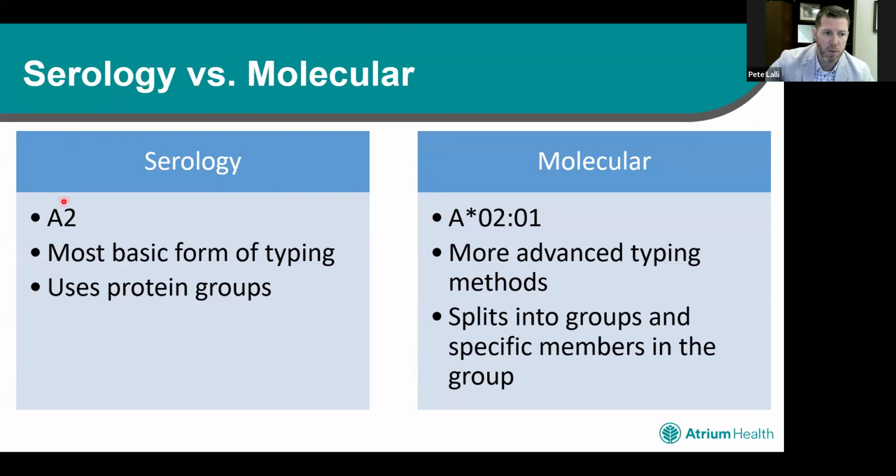So if we talk about serology here, we're talking about something like HLA-A2. It's the most basic form of typing. It's this protein group that we can look at to understand what the physical shape of that protein ends up being after that gene is transcribed and translated and turned into a protein. If we look at the molecular gene, though, we can see that there are many different types of alleles that fall within the HLA-A2 grouping. So if we look at the HLA-A2 protein group, we've identified at least 1,000 different variations of genes that all lead to this similar HLA-A2 protein.